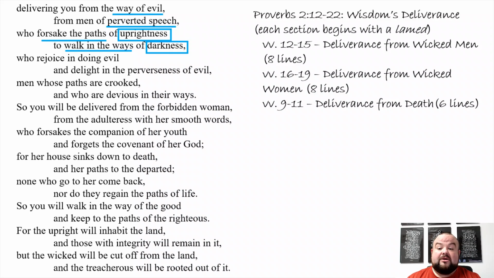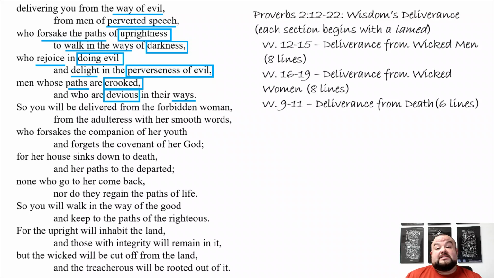We see these parallels here. They rejoice in doing evil. They delight in the perverseness of evil. He continues, men whose paths are crooked and who are devious in their ways. Have a little ABBA pattern there. That's the first time we've seen it in the text today.